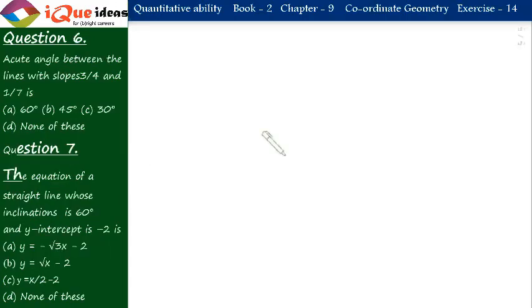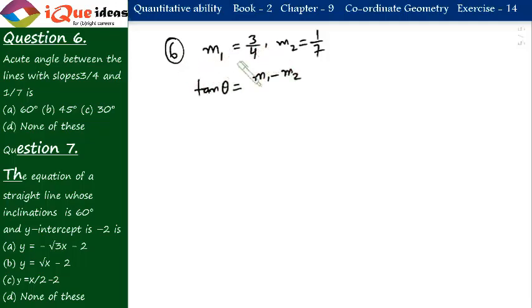Now the next question, question number 6. It says the acute angle between the lines with slopes 3 by 4 and 1 by 7. So let's say the slopes are m1, that is 3 by 4, and m2, that is 1 by 7. Suppose the angle between them is theta, then the formula is tan theta equal to (m1 minus m2) divided by (1 plus m1 into m2).